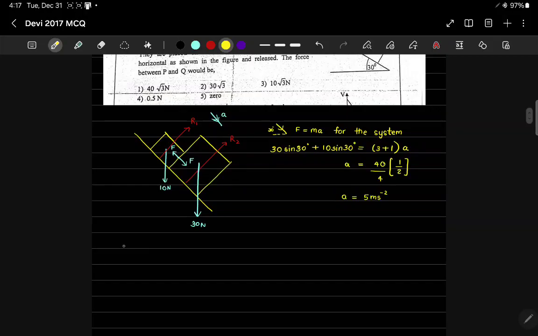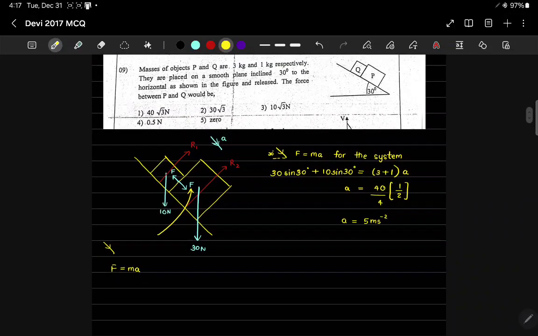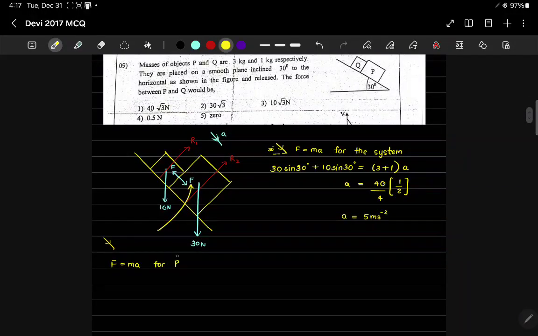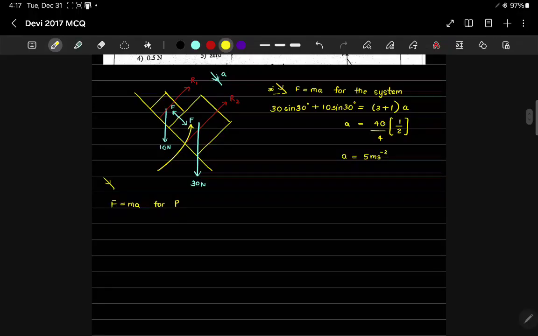Now, how can we find out what this force F is, what the force in between P and Q is? We can simply apply F equals ma along the same direction, which is along the inclined plane, to one of these masses. Let's say that we apply it to P. If so, that would be the easiest procedure. What is the only force acting on P if we take it separately along the inclined plane? Along the inclined plane, you have two forces. What are they? The component of the weight and this F force.